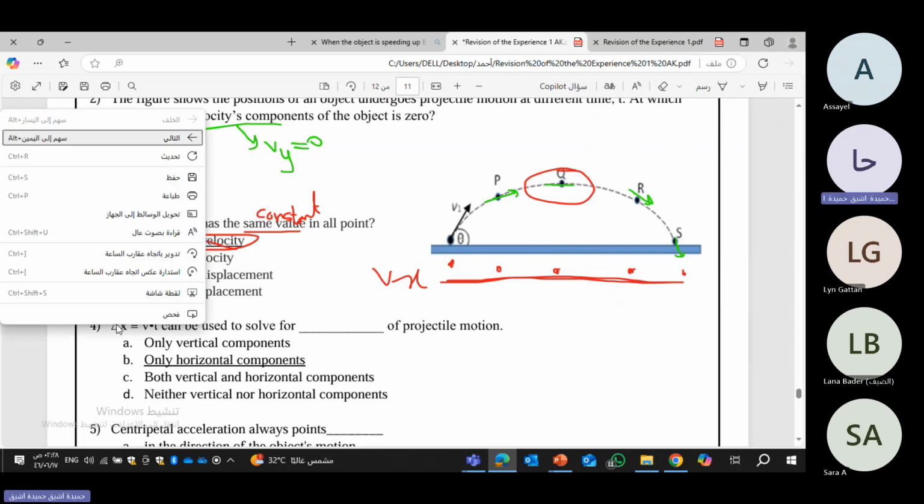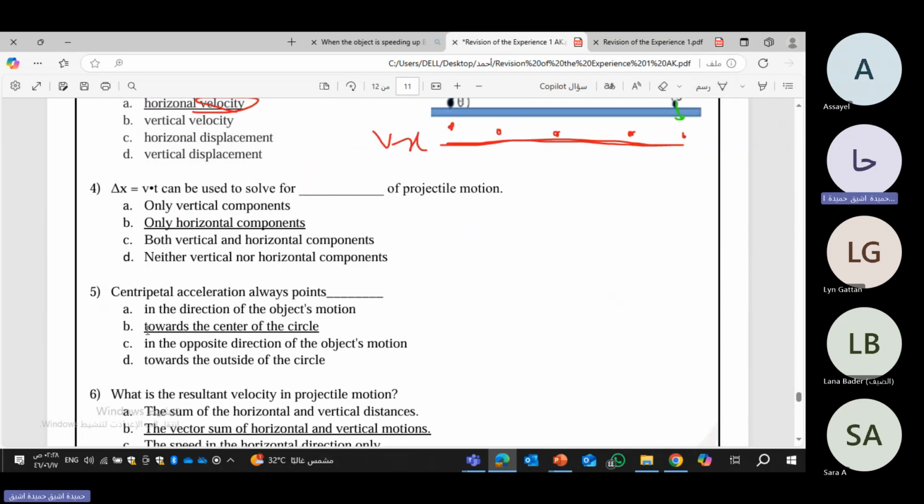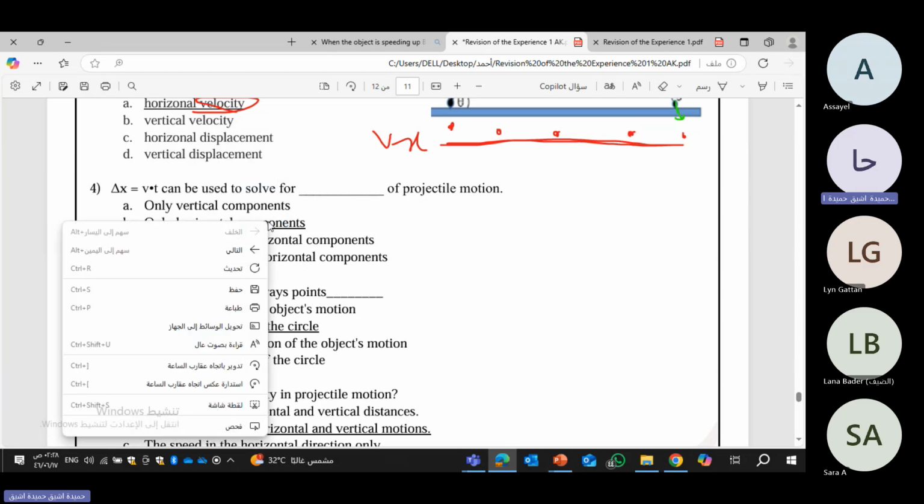And then question 4. Delta x equals v times t. Which components can this be used in? Horizontal components. Can you use it in vertical? No. Why not? Because it's x. So I can use this formula only in horizontal components.